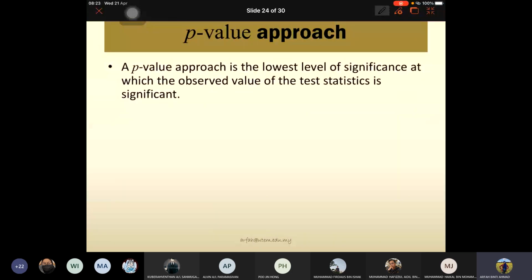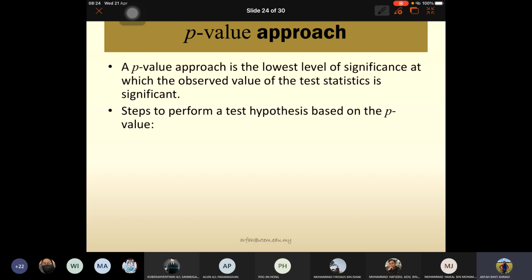So hari ni kita tengok P-value approach yang mana ianya adalah an alternative untuk tengok keputusan. That means kita tak ada rejection region, kita akan still calculate the test statistic. So then kita akan buat reject or accept H null based on the P-value. P-value stand for probability value. Yang mana kita akan ambil ianya berdasarkan nilai test statistic. Okay. So a P-value approach is the lowest level of significance at which the observed value of the test statistic is significant.